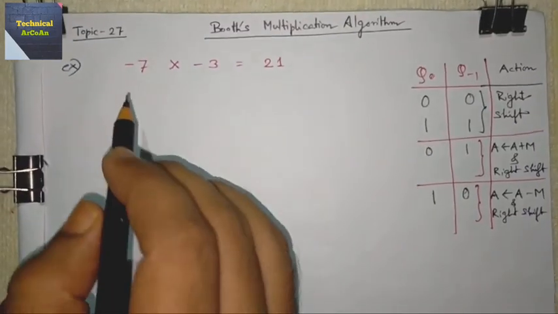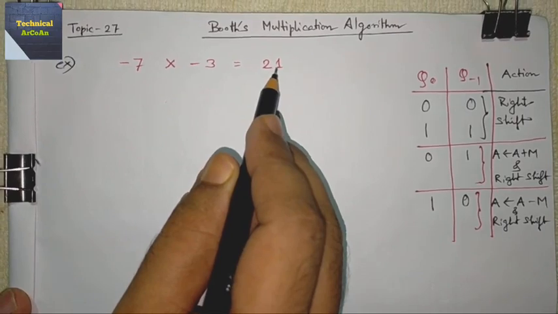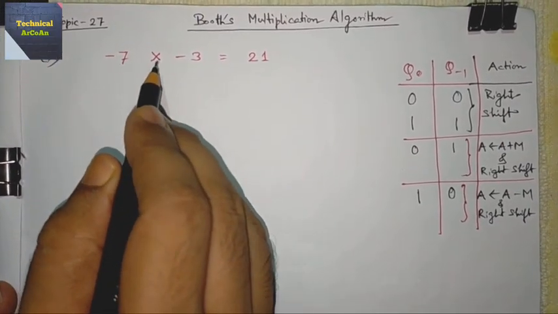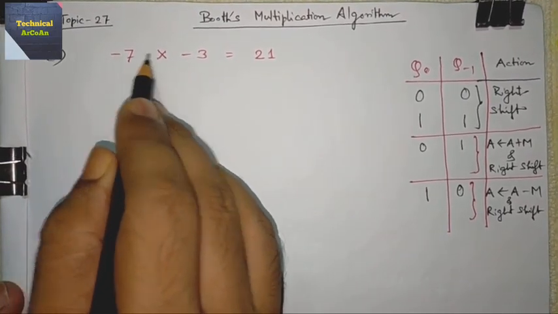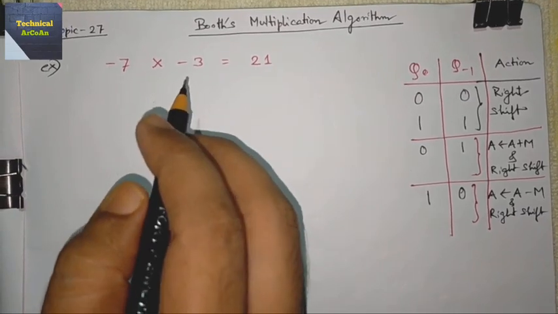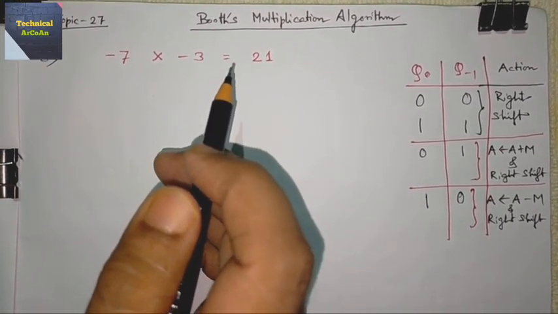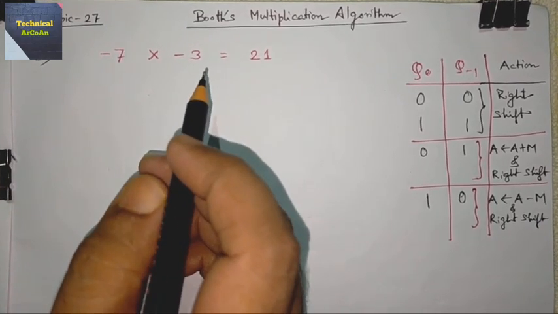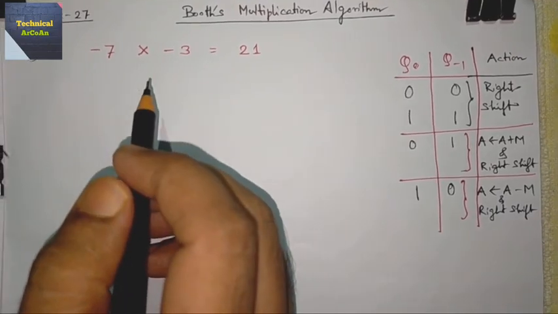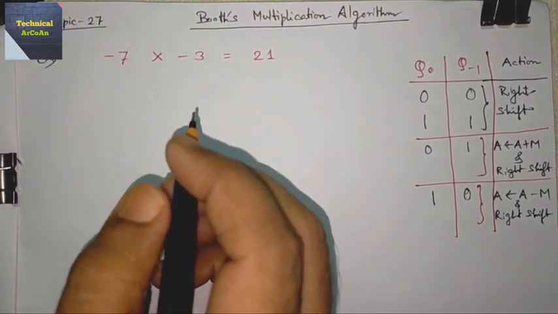Now we take an example. Suppose minus 7 into minus 3 equal to 21. So what happens when we do Booth's multiplication algorithm and the numbers are negative? Negative numbers will be stored in 2's complement. Positive numbers are simply represented as simple binary representation, but if the number is negative, then it will be represented using 2's complement.